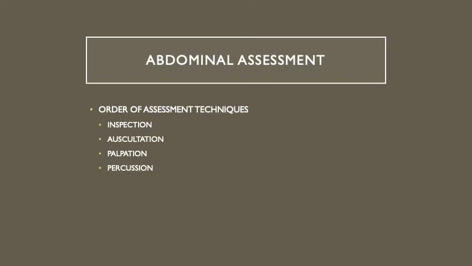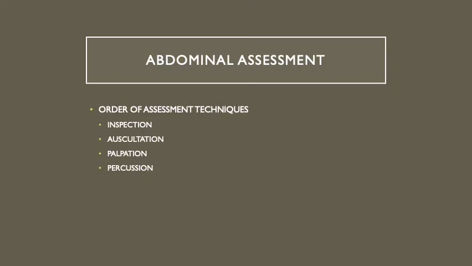The first order of assessment techniques is inspection, which simply means looking at the abdomen, looking at the contour, looking at symmetry, and so forth. So you want to make sure that you inspect first and then auscultate. The reason you don't palpate before you auscultate is because touching the abdomen can alter the presence of the bowel sounds, so it can definitely affect those.